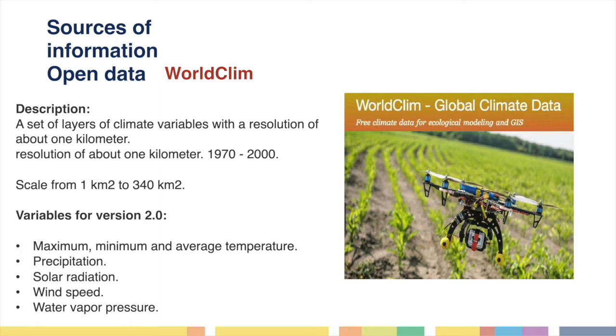That's a historical database from 1970 to 2000 with a different layer of variables, from 1 square kilometer to 348 square kilometers. These are images that have been taken, and it takes different variables: maximum, minimum, and average temperature, precipitation, solar radiation, wind speed, and water vapor pressure.